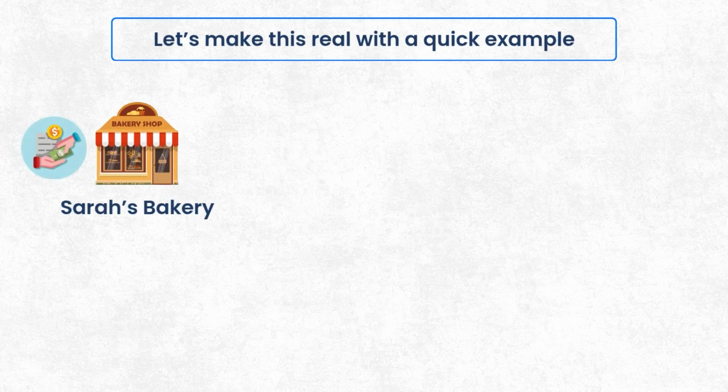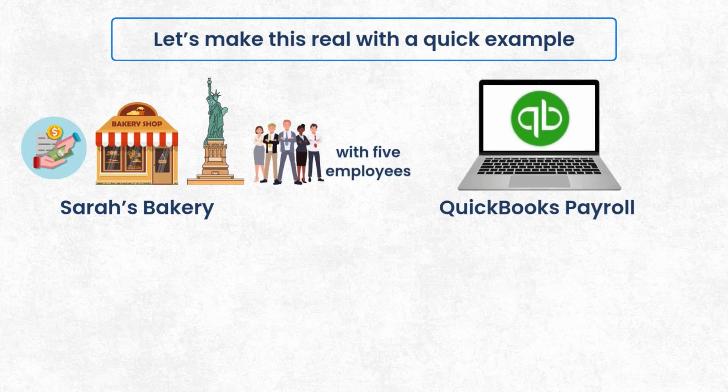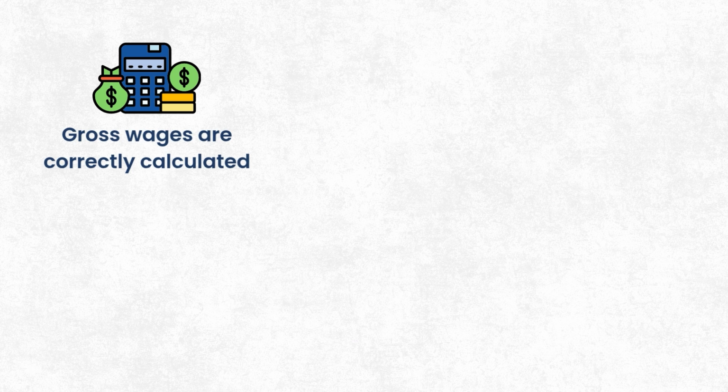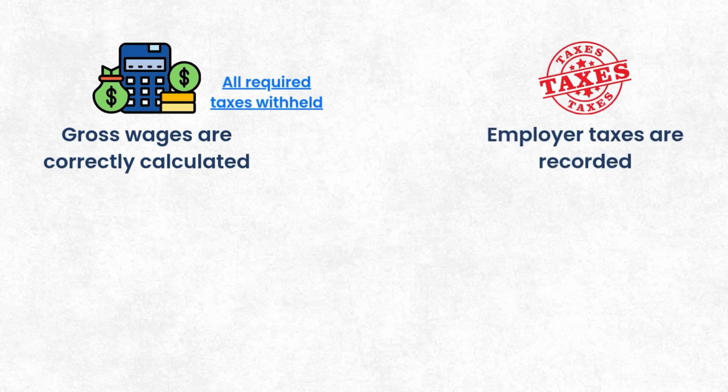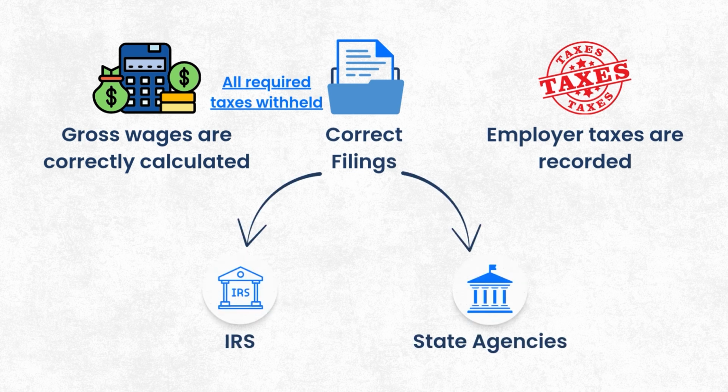Let's make this real with a quick example. Say you're doing payroll for Sarah's Bakery, a small business based in New York with 5 employees. You're using QuickBooks Payroll to run payroll bi-weekly. As the bookkeeper, your responsibilities go beyond just clicking Run Payroll. You must ensure gross wages are correctly calculated, all required taxes are withheld, employer taxes are recorded, and the correct filings are made to both the IRS and state agencies.